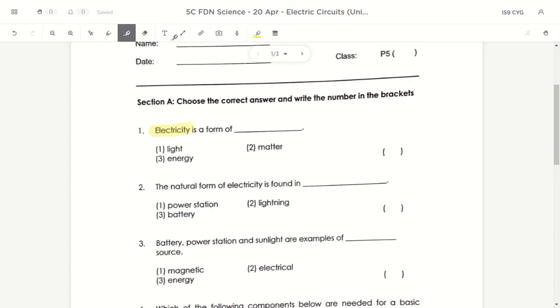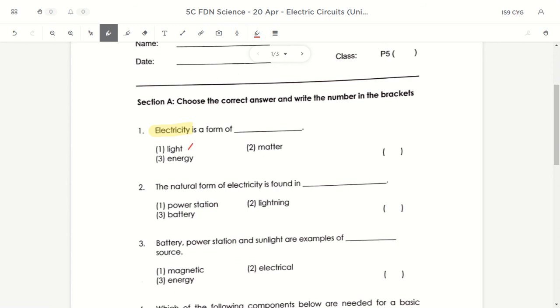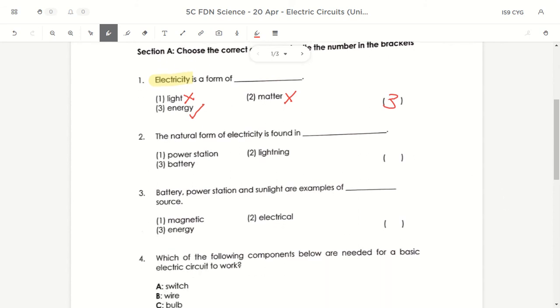Electricity is a form of what? Electricity is not a form of light. Light is light, electricity is electricity. Electricity is not matter, because electricity does not have mass and does not occupy space. Electricity is an energy, what we call electrical energy. So the answer is 3. It's not matter because it doesn't have mass and doesn't occupy space. So electricity is a form of energy, what we call electrical energy.